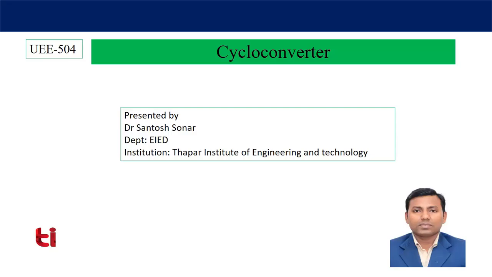Hello everyone. Today we will discuss cycloconverter. As the name suggests, cycloconverter means it will give you output voltage at different frequency. So it is one kind of AC to AC converter which converts input power at one frequency to output power at different frequency. There are other ways also to obtain different frequency output voltage from AC input.